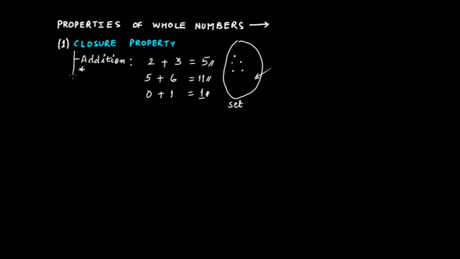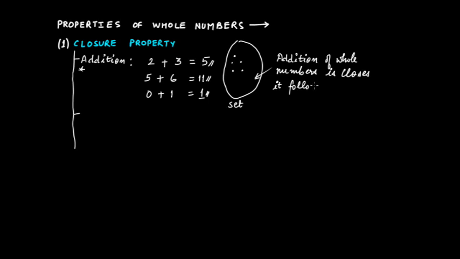Now let's move to multiplication. In case of addition, you would say that addition of whole numbers is closed. That is, it follows the closure property.